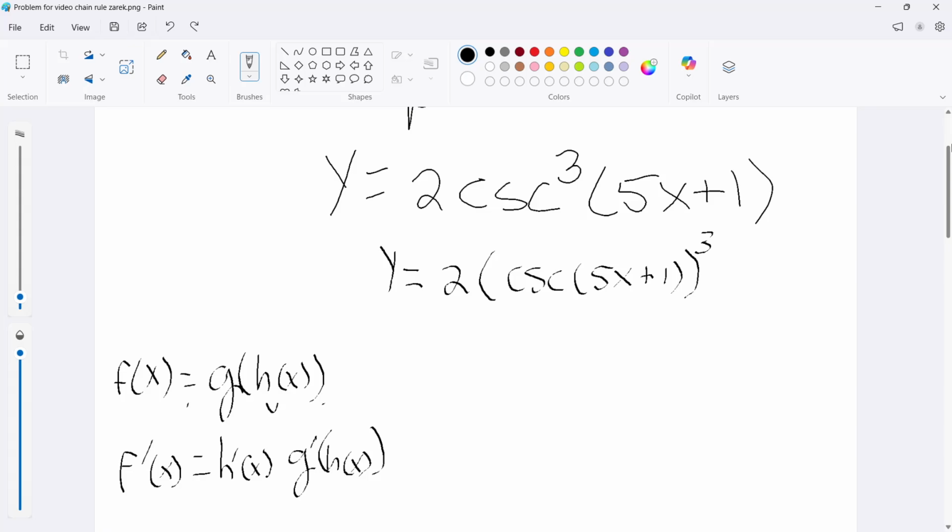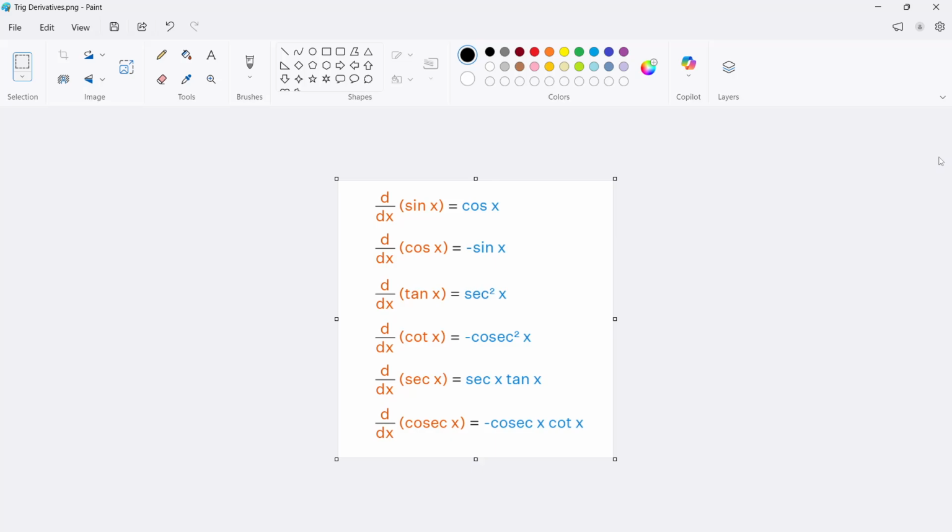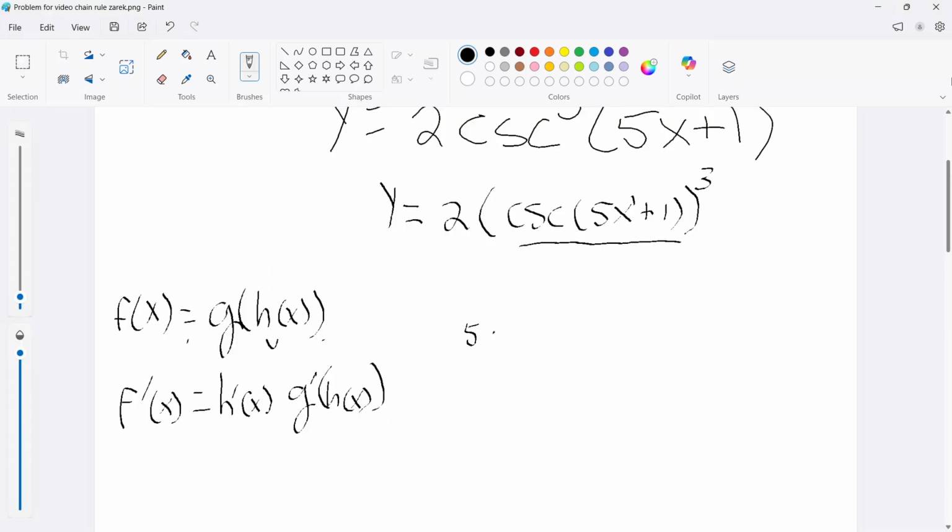So what's the derivative of 5x plus 1? The derivative of 5x plus 1 is 1 times 5 is 5, 1 minus 1 is 0, x to the 0 is 1. So 5 times the derivative of cosecant 5x plus 1. Well, here's my trig derivatives. The derivative of cosecant is negative cosecant cotangent. So I'm going to put the negative out here, and then cosecant 5x plus 1, because that's what I'm taking the cosecant of, times cotangent 5x plus 1.